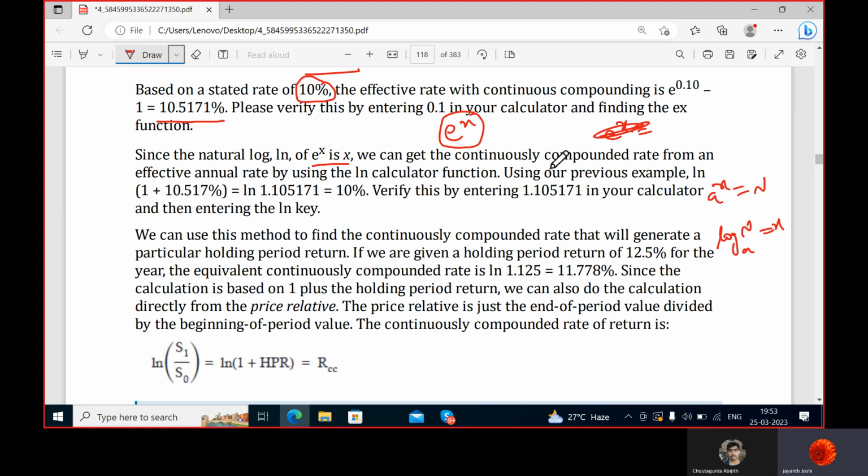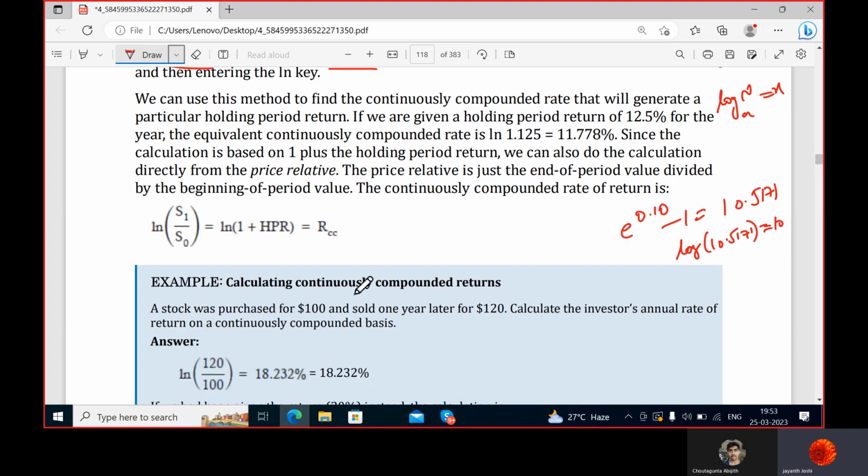Now we can get the continuously compounded rate from an effective annual rate by using the logarithm. So in the previous example, log of this would give you 10%. That means if you took the exponential, you got the returns. Log of these returns will give you the rate. That's it, effective rate. Okay, exponential has given you 10.5171. Log of 10.5171 will give you 10% effective rate, finished.